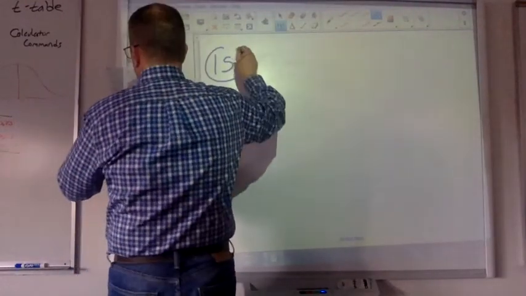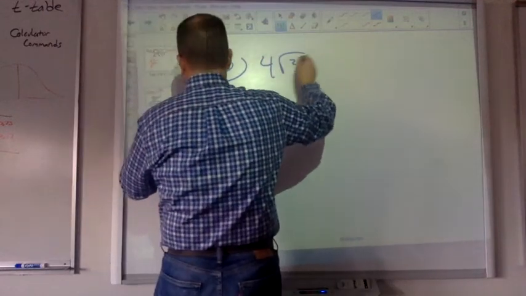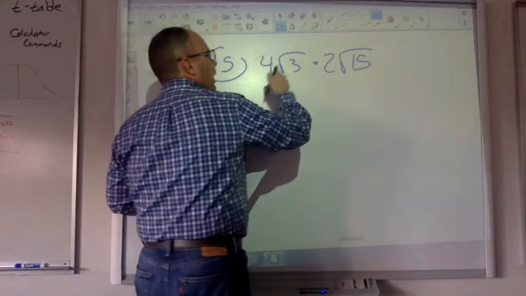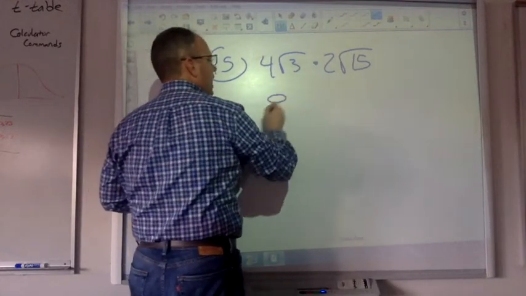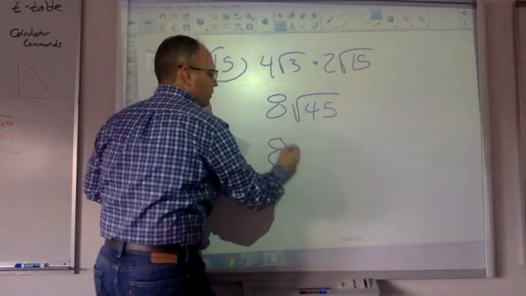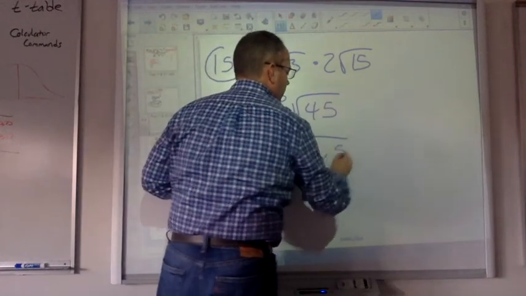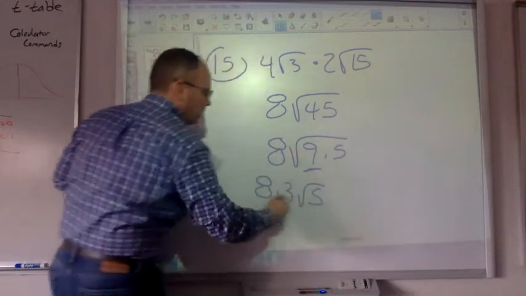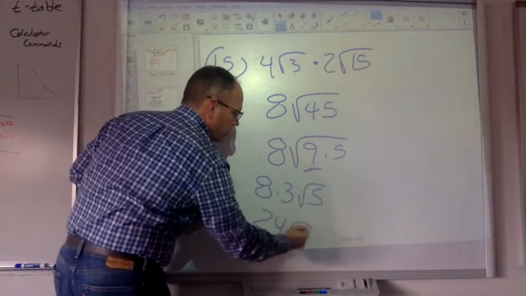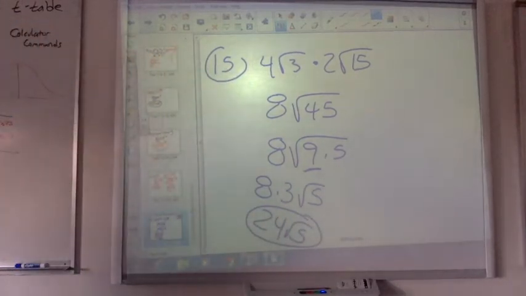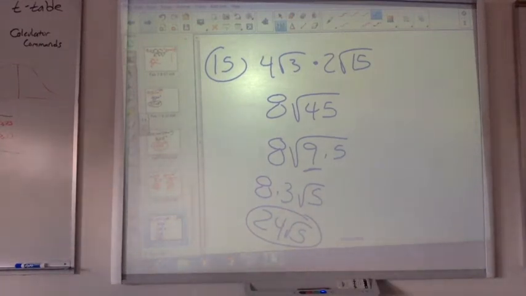Number 15, 4 root 3 times 2 root 15. I'm multiplying these, so 4 times 2 is 8. Inside I get root 45. 45 is going to break down to 9 times 5. Square root of 9 is 3. So that's going to give me 24 root 5. Okay, so when you're multiplying, multiply inside, inside, outside, outside.